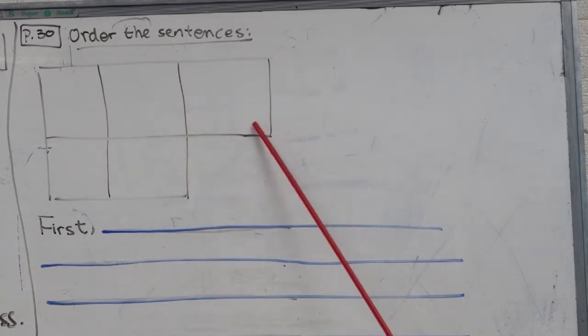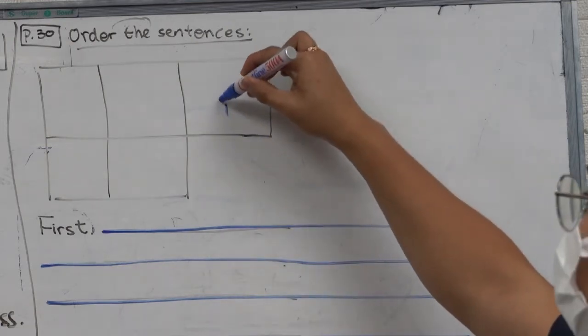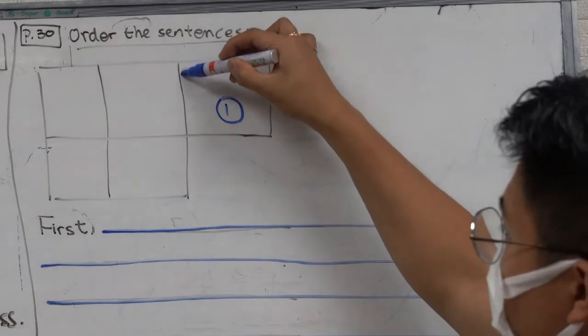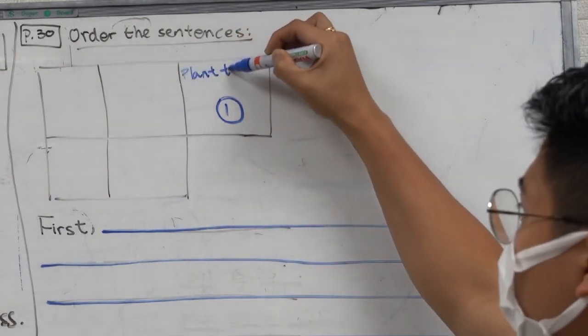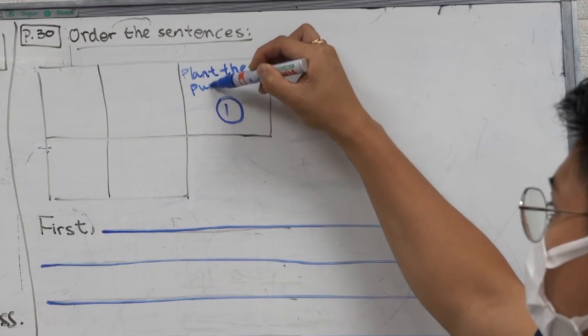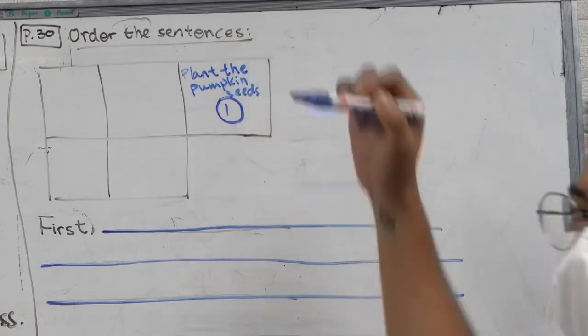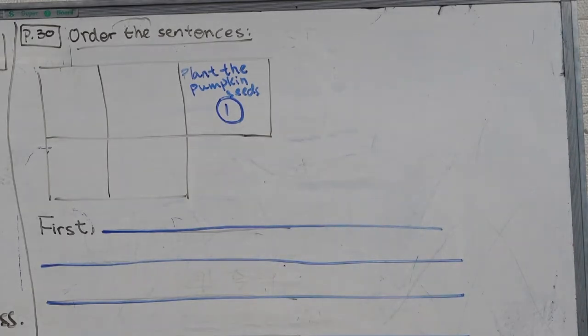It should be, first you plant the pumpkin seeds. How will a plant grow if you don't have a seed, right? First, you need a seed. So just mark down the picture. This is number one. Number one is plant the pumpkin seeds, right? Now, you don't have to write this down because you already have it in your book, right? You don't have to write down the sentence. You only need to write down the number. So this is the first one.